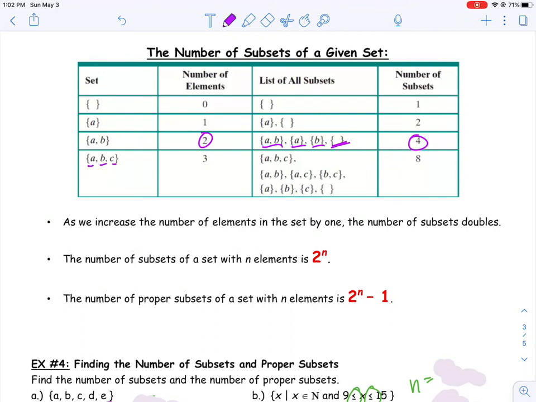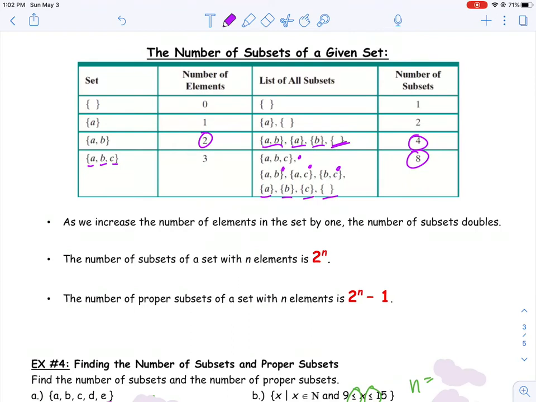But let's see again if that pattern holds. What if I have 3 elements in my set, A, B, and C? I could do A, B, and C. I could do AB. I could do AC. I could do BC. I could do just A, just B, just C. And remember the empty set. How many subsets is that? That's 8, right? Oh man, it's not really doubled.